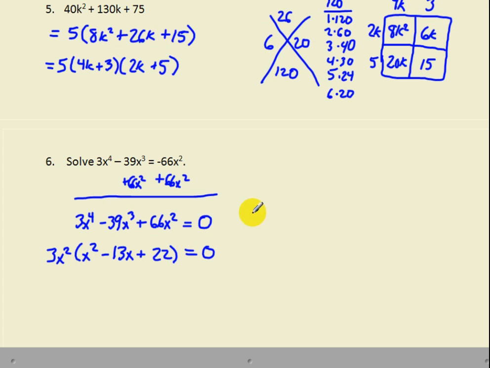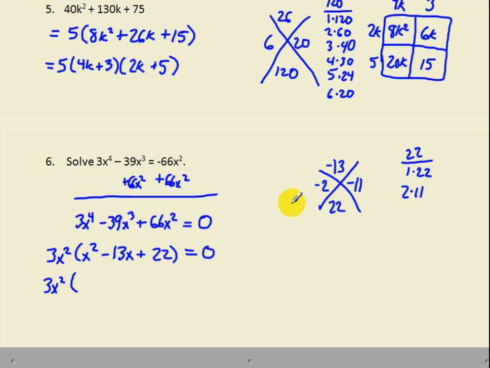Now see if we can factor that trinomial. So if we set up our x, we have a product of 22, the sum of negative 13. So how can we get 22? We could take 1 times 22, but those add up to 23. 2 times 11, those add up to 13. So we have a negative 2 times negative 11 will give us 22. Negative 2 plus negative 11 give us negative 13. So now we can rewrite this as 3x squared times x minus 2 times x minus 11 is equal to 0.